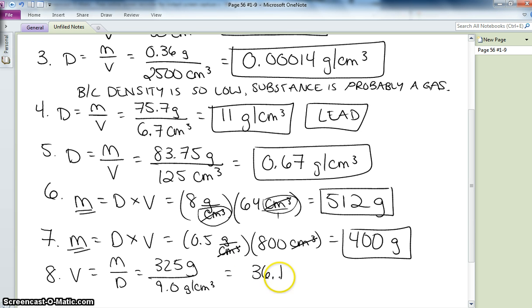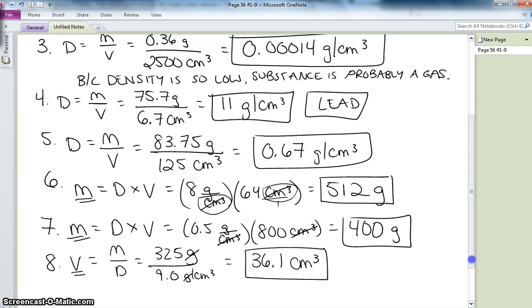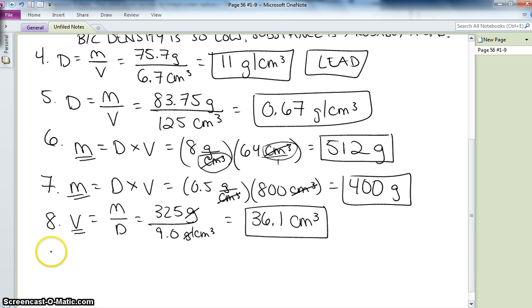You will get 36.1, and now we need to figure out our units. We have grams on the top and the bottom. That leaves us with cubic centimeters as our units, and if we go back and check, cubic centimeters is a very good unit for volume, so it makes sense. Our little double check. All right, last problem for today is number 9.